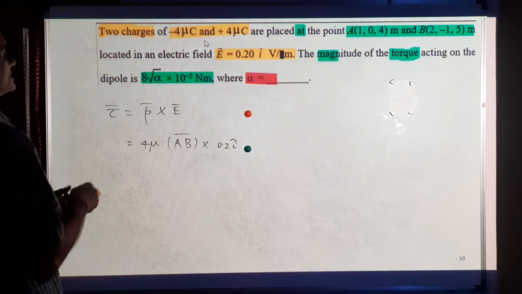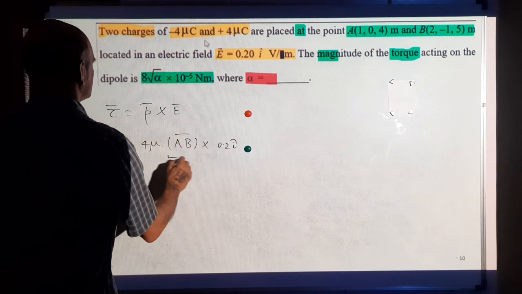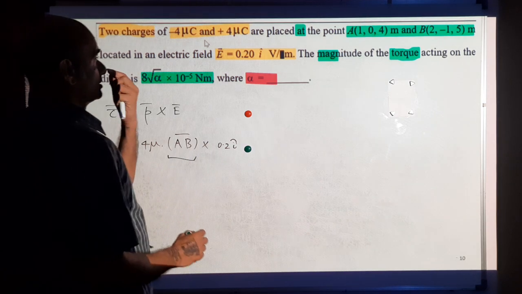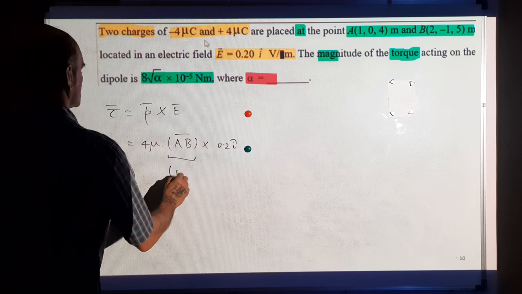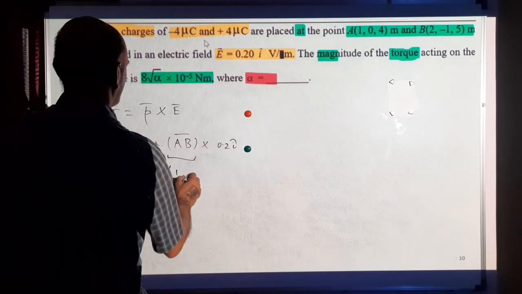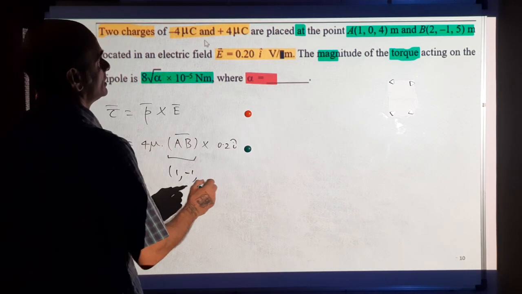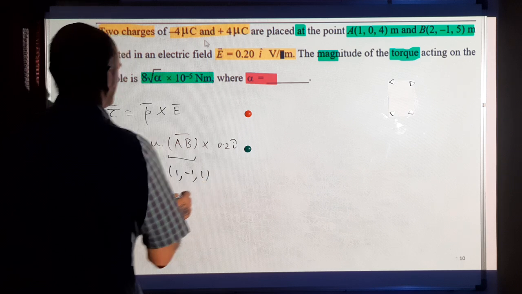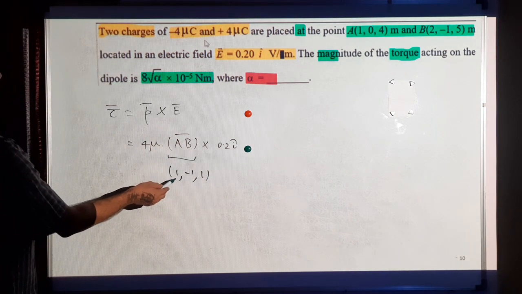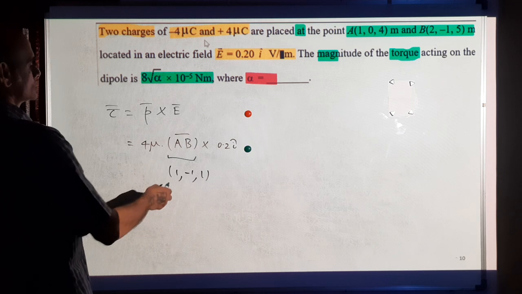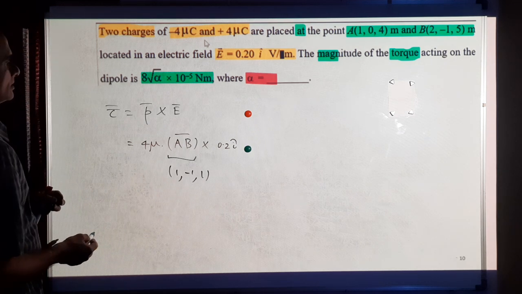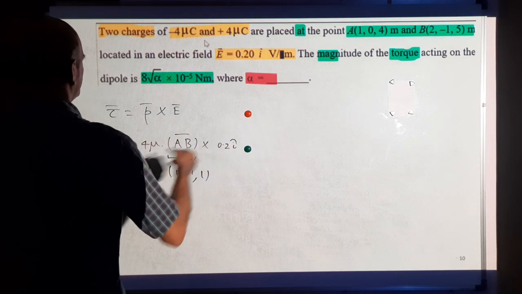So AB vector is B vector minus A vector. So it's B minus A. So 2 minus 1 is 1, minus 1, minus 0 is minus 1, 5 minus 4 is 1. So this is vector 1 I cap minus J cap plus 1 K cap. You can also write it as a triple, a dot cross product of two vectors.